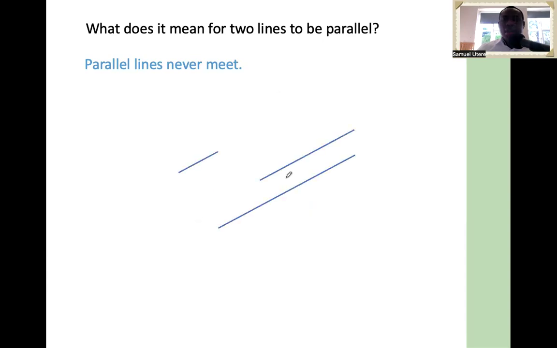And of course, we can have parallel lines on a plain sheet, so on non-grid paper, paper that is not showing any grid. And these are parallel lines. And here they are as well.